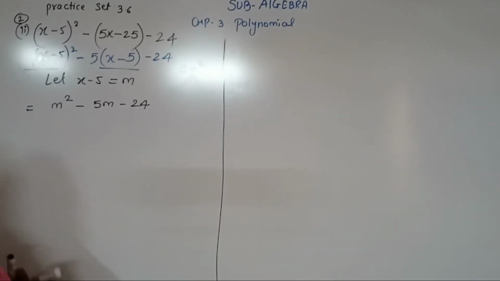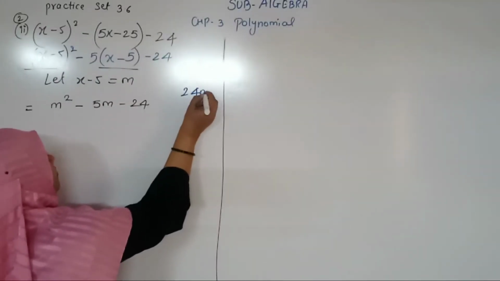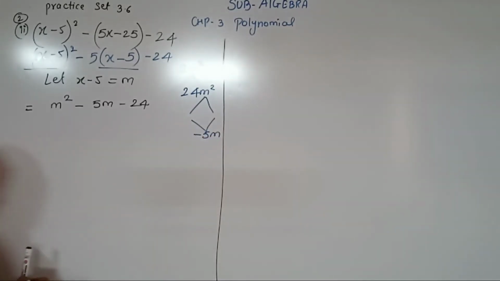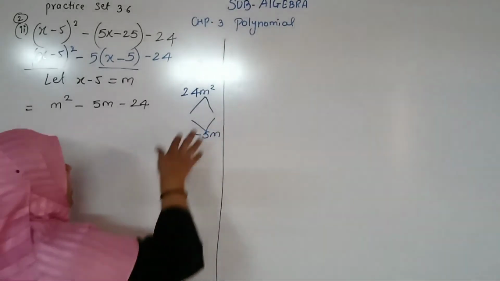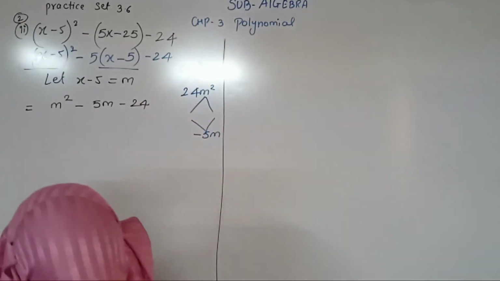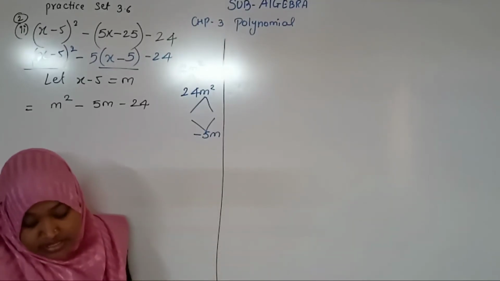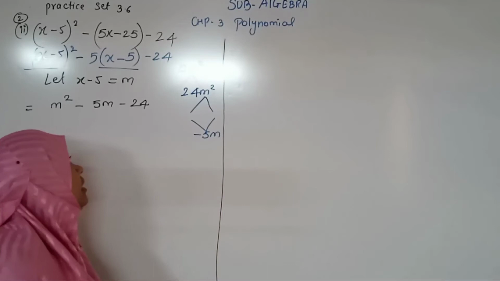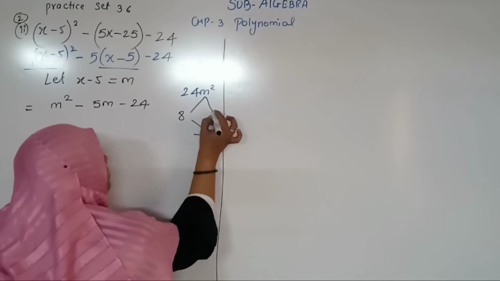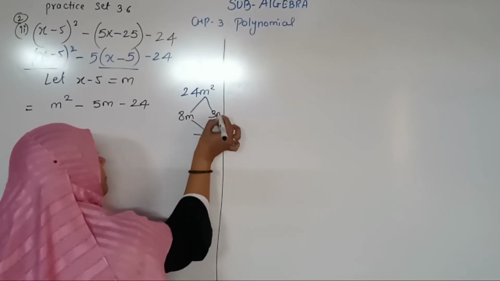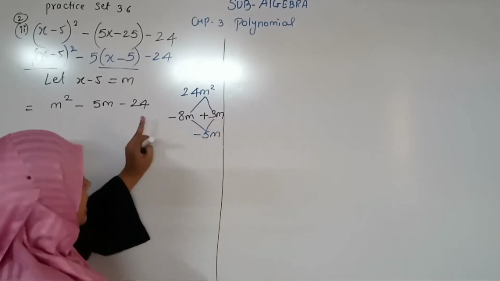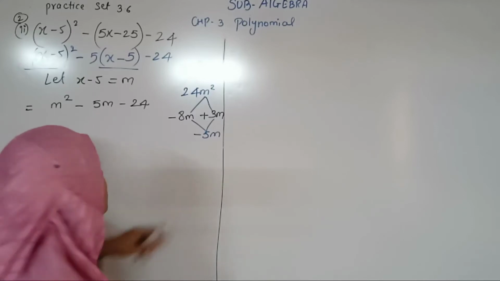I can factorize that number, guys. 24 m square will factorize with minus 5m. Come on, students, which numbers should I take so that the product is 24 and the sum is minus 5? 8 3s are 24, students. 8 3s are 24. The middle term has minus, so I will take minus 8 and plus 3 to get minus 5. Understood?